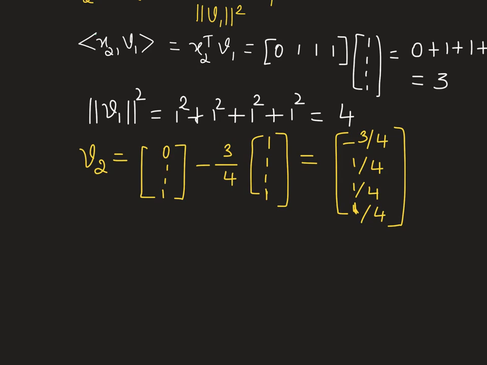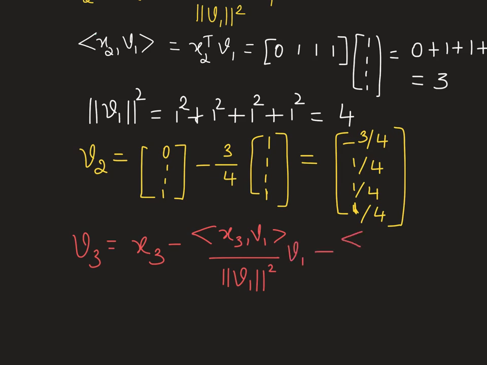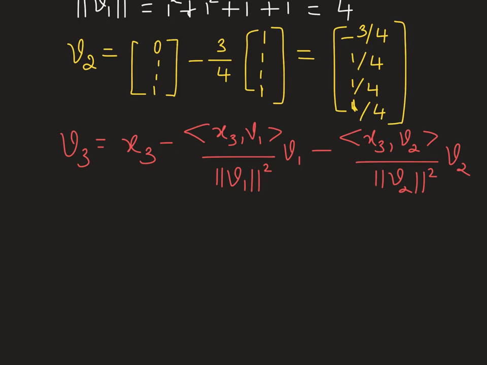Now let's see the third one, where v3, according to the formula, is x3 minus the projection of x3 onto v1, that is x3 inner product v1 over norm v1 squared times v1, minus the projection of x3 onto v2, which we write like this. Now we substitute and simplify, where x3 is what?